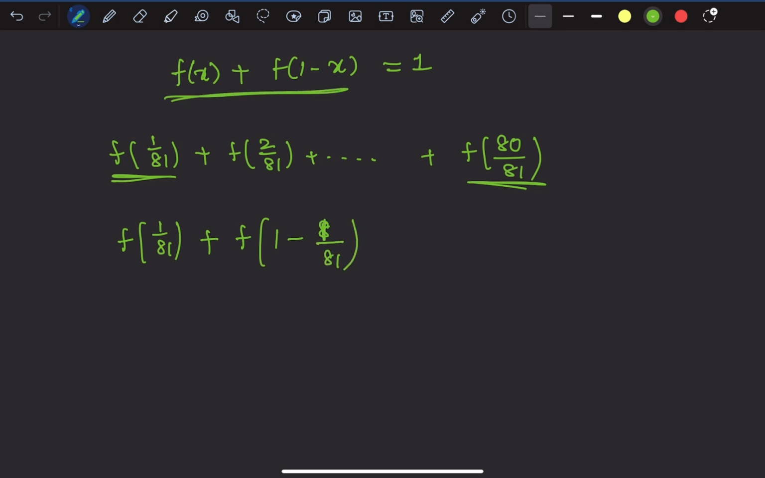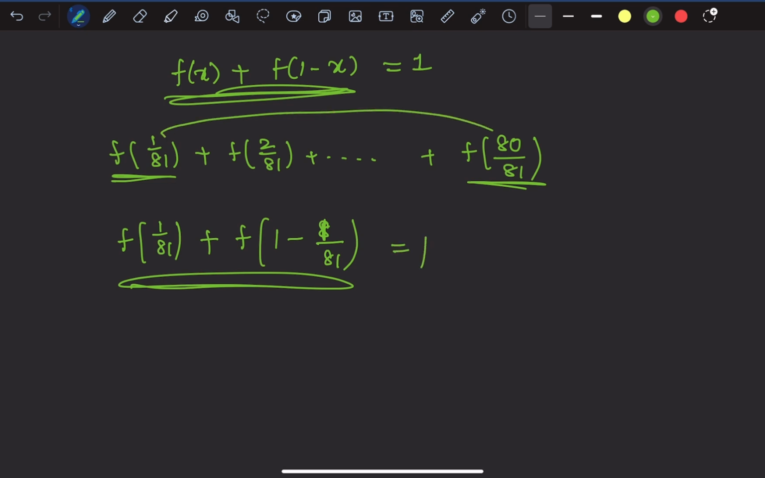So now this looks like f of x plus f of 1 minus x. So this is 1. So the sum of these two terms is 1. Similarly, the sum of f of 2 by 81 and f of 79 by 81 will be 1. Therefore there will be 40 such sums and the value of each sum is 1. So the answer will be 40.